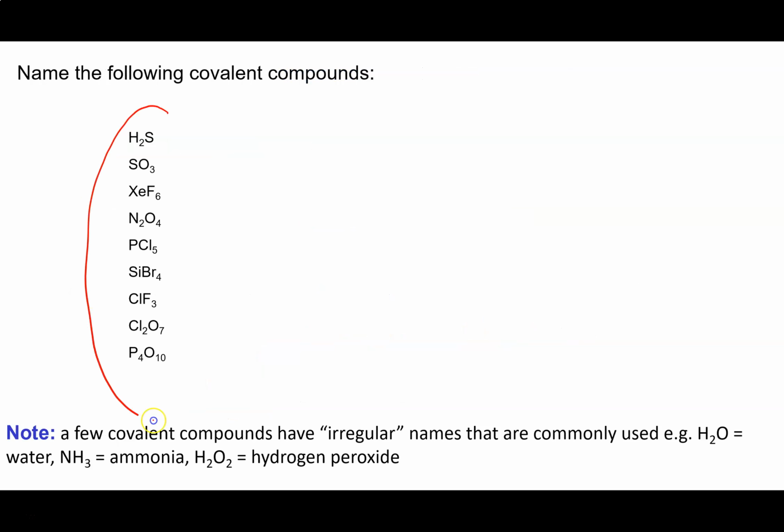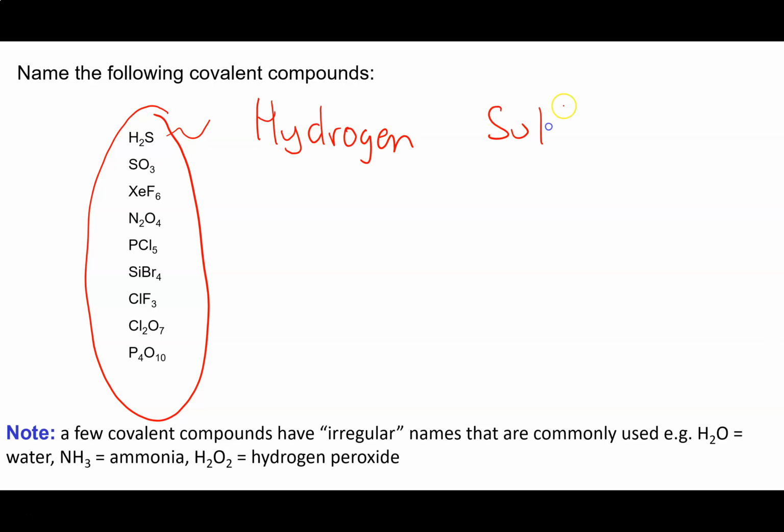So if I'm going to name this one here, it's going to be hydrogen. It's my first element, unchanged. My second one is sulfide, and because there's hydrogen as the first atom, I'm going to leave no prefixes.